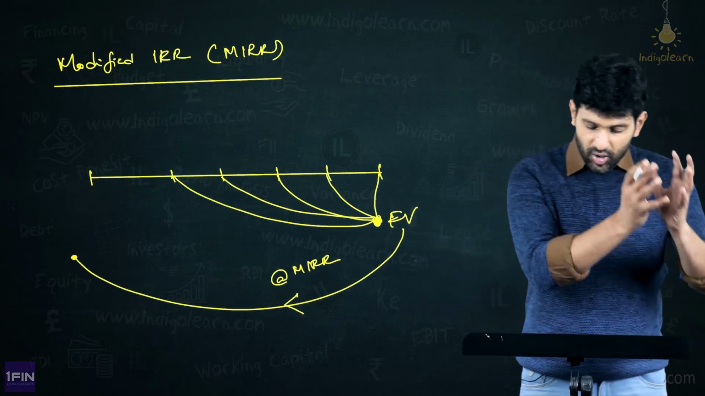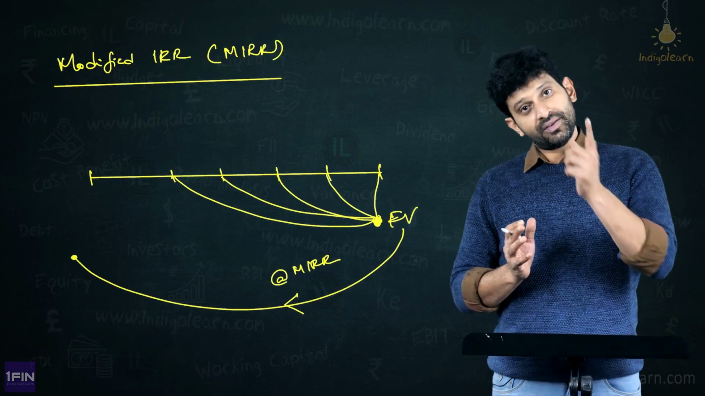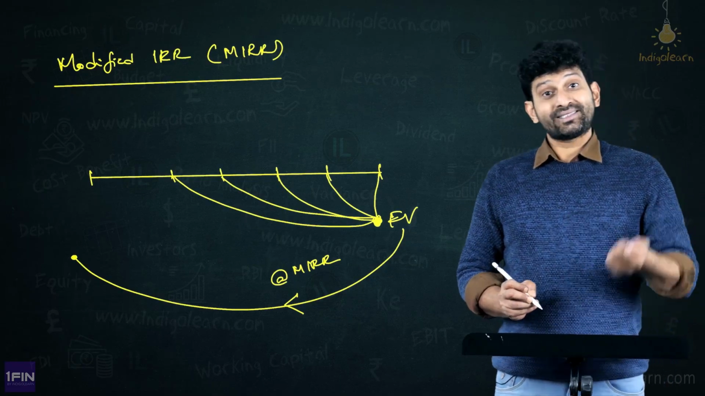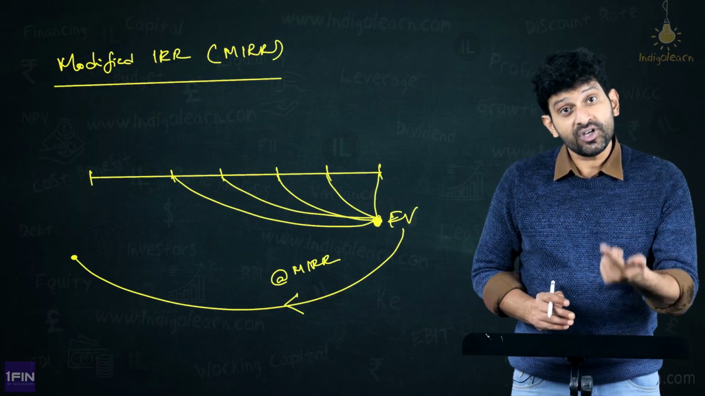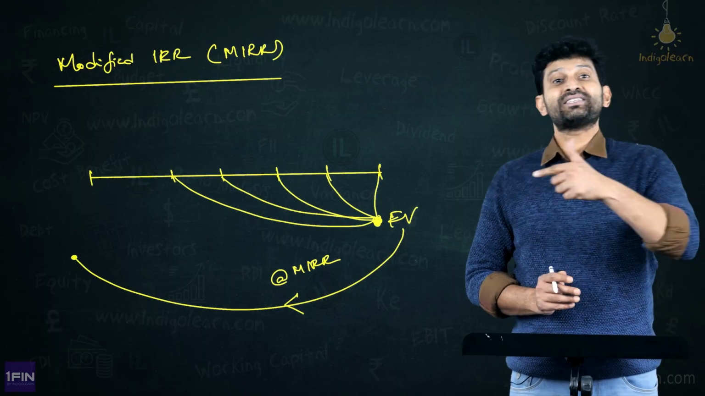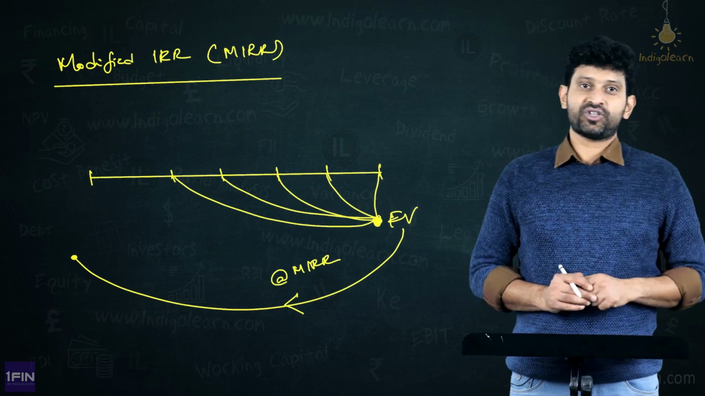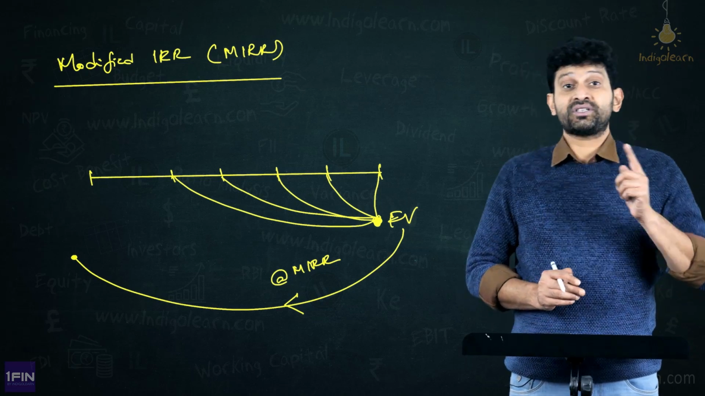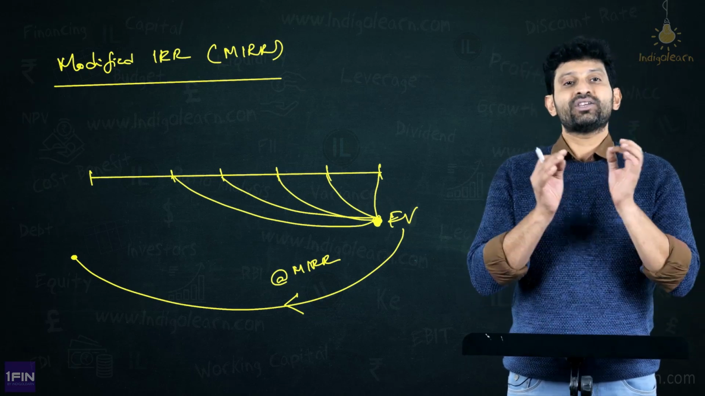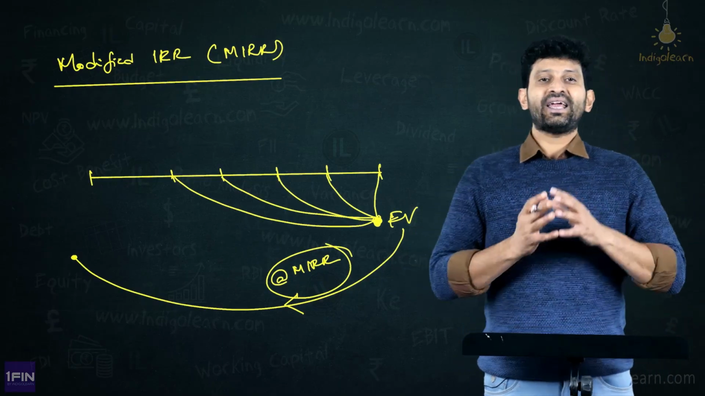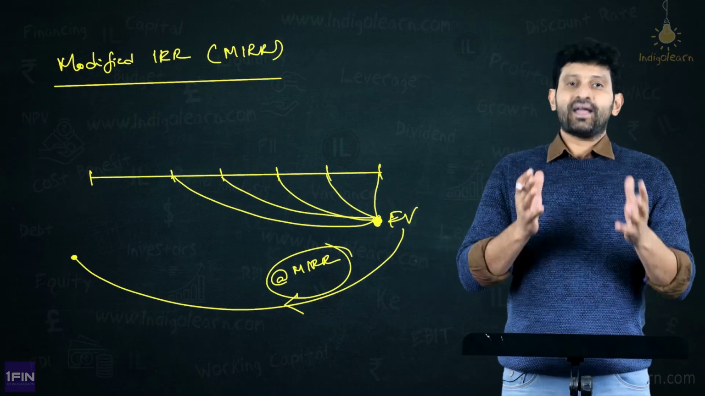That is, you take all the values to the future value, the last year's future value, and then the rate at which the future value of cash flows is equal to the present value of cash outflow is called our MIRR. So this is our last concept in terms of the techniques of capital budgeting.